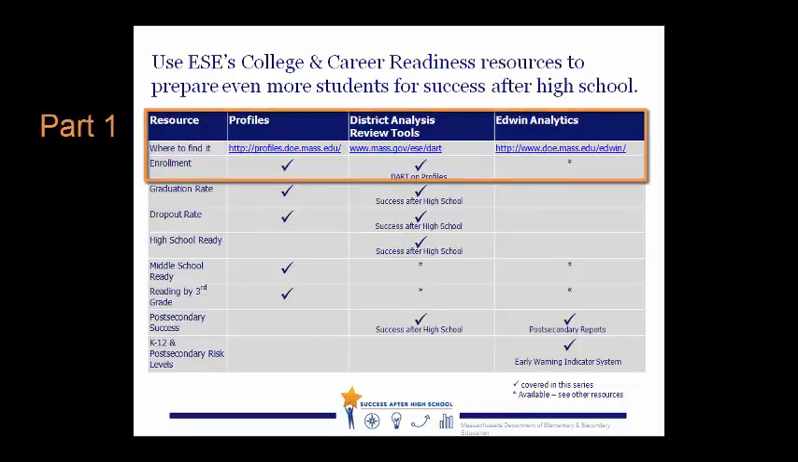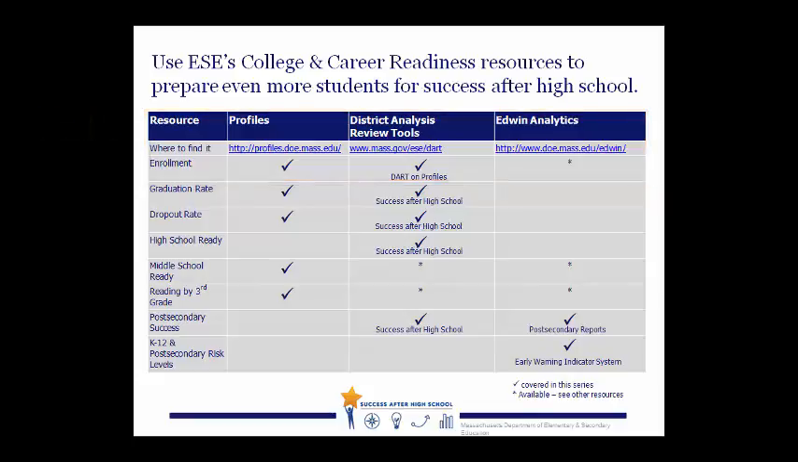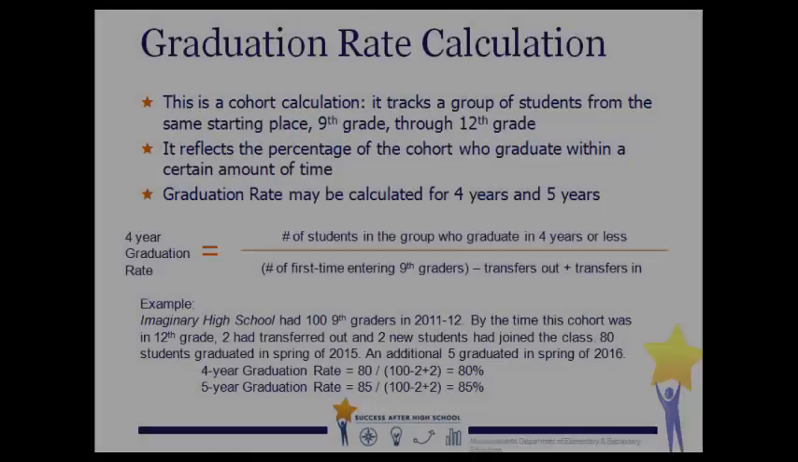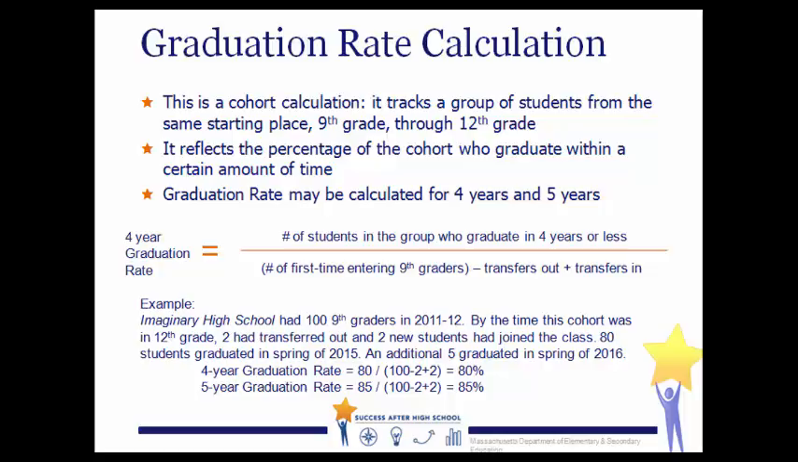After you've looked at the enrollment details in part 1, you may want to look at graduation rates and dropout rates for all students or for groups of students. Graduation rates are an example of what we call a cohort calculation. A cohort calculation is based on students who start together at the same starting point. In this case, the graduation rate is calculated looking at students who enter 9th grade together and subtracting students who transfer out and adding students who transfer into a school after 9th grade.